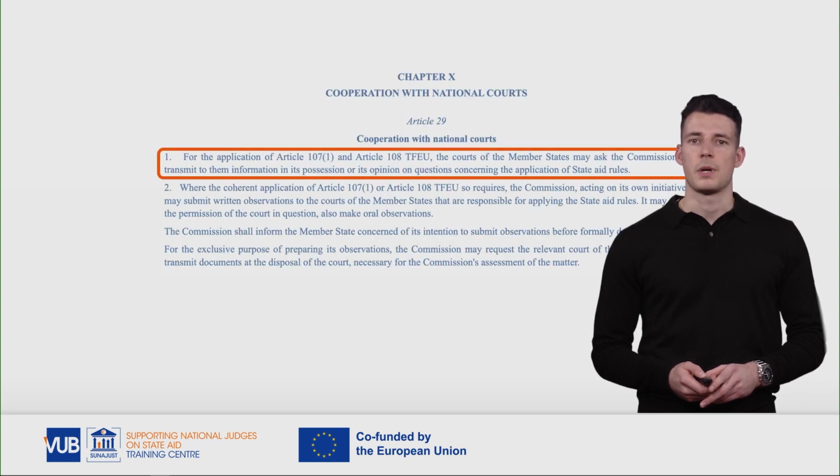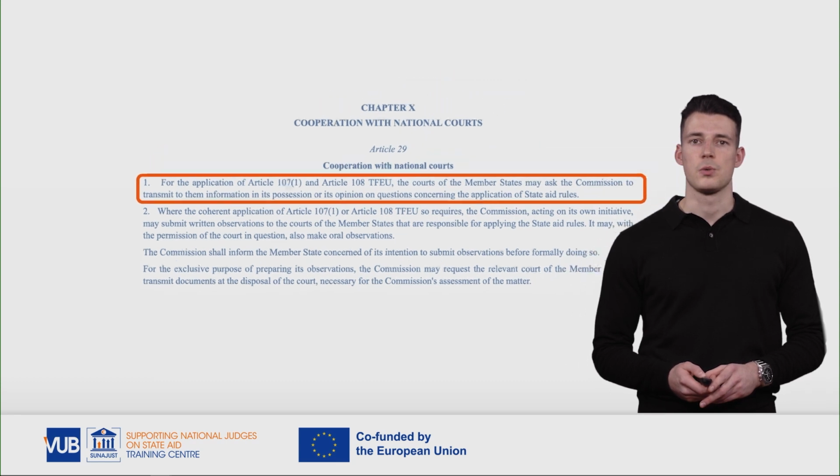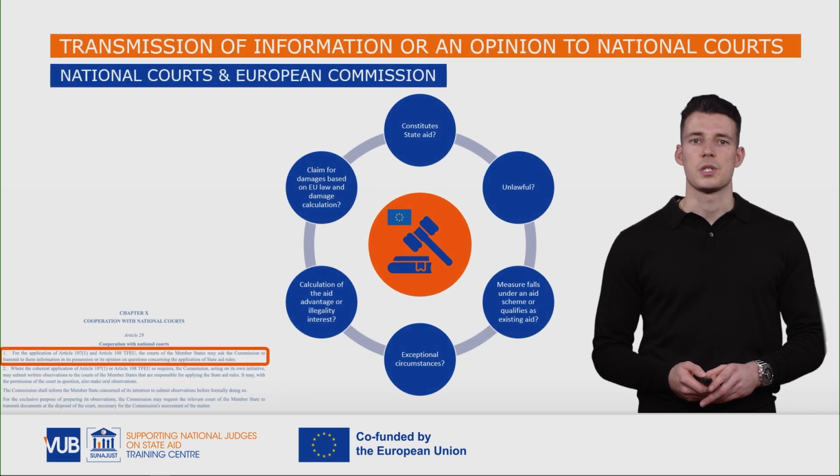Article 29, paragraph 1 of the procedural regulation provides that national courts of EU member states may request the Commission to provide them with different sorts of information needed to rule on a state aid case. Moreover, national courts may request the Commission for an opinion on the application of EU state aid rules. This opinion can cover any economic, factual or legal issue that may arise in the context of national proceedings.